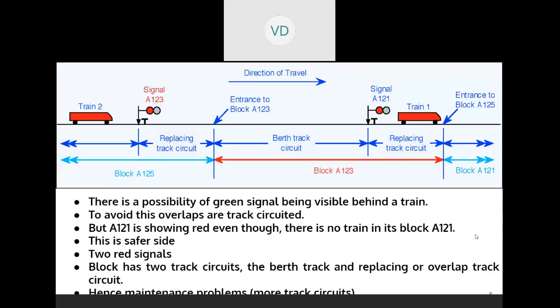So you put a replacing track circuit for the overlap, then the problem is solved with 2 red signals behind train 1. The problem is solved, but it has introduced one additional track circuit. So number 1 it is costly, number 2 it is a maintenance problem, an additional track circuit. Then they thought, why have a separate replacing track circuit? Why not make one block in the rear itself the overlap and reduce one track circuit? And thus, go to the next.